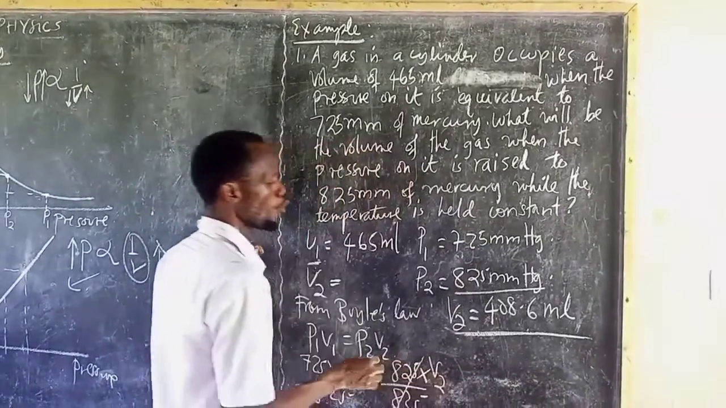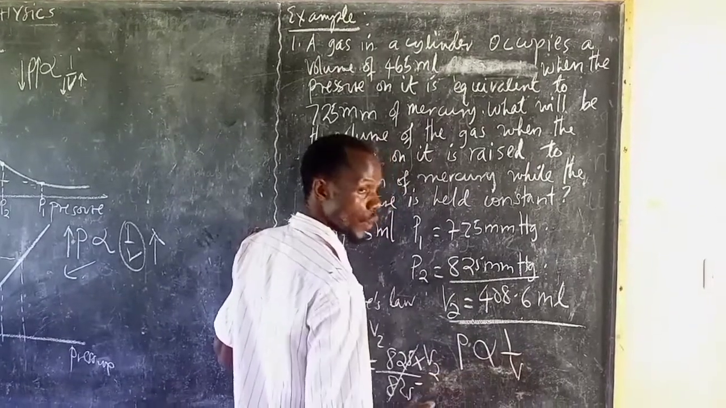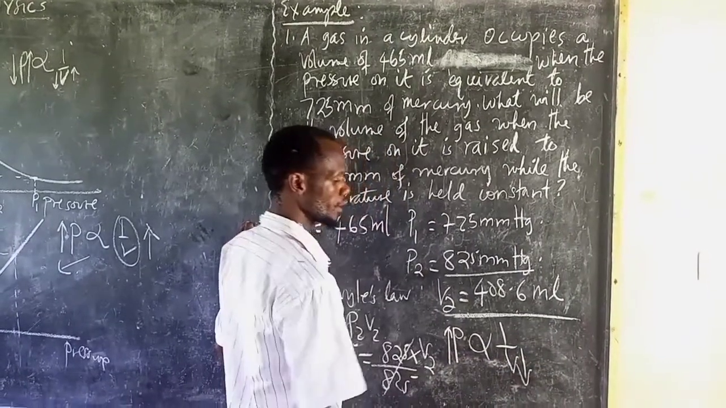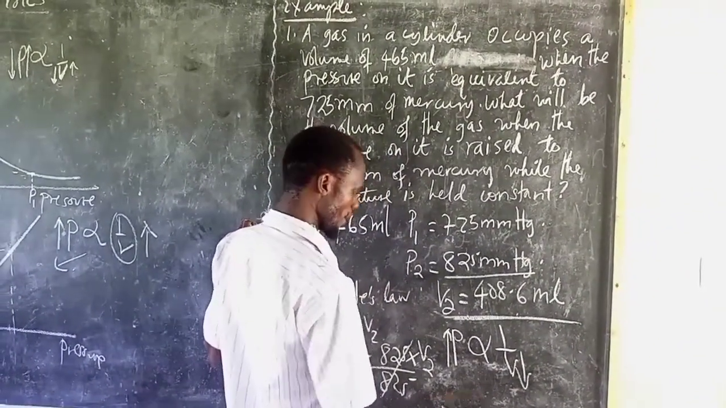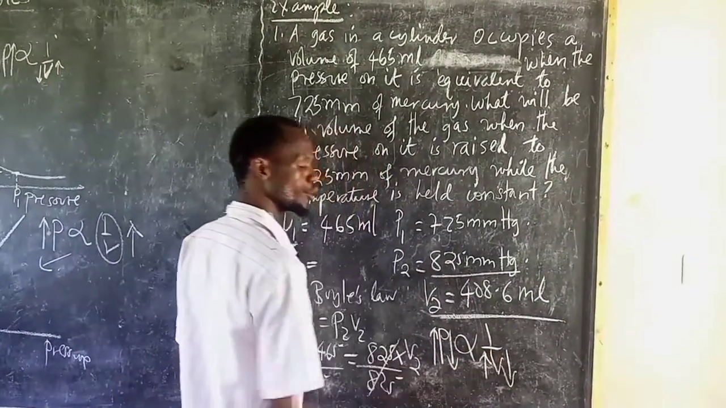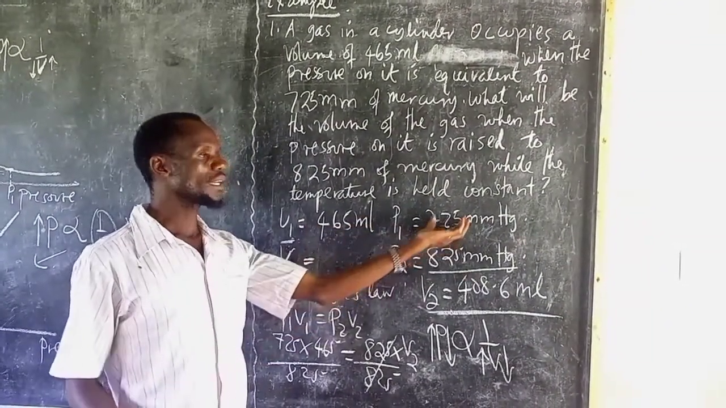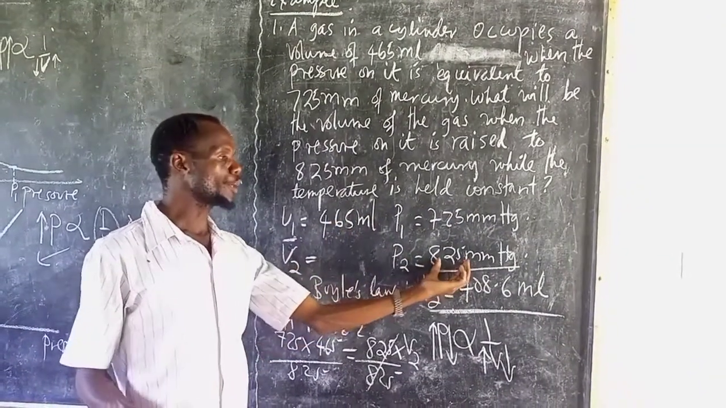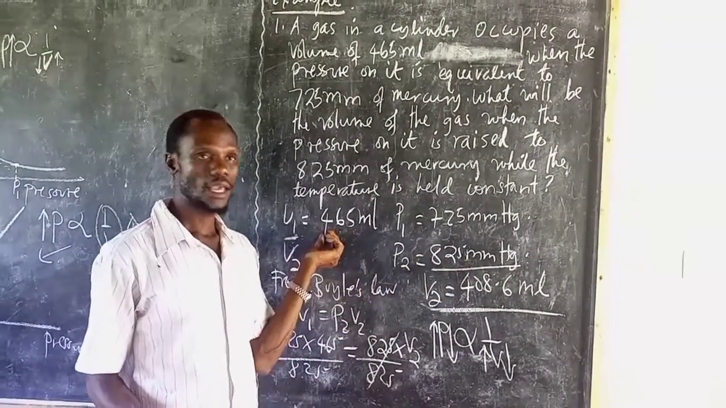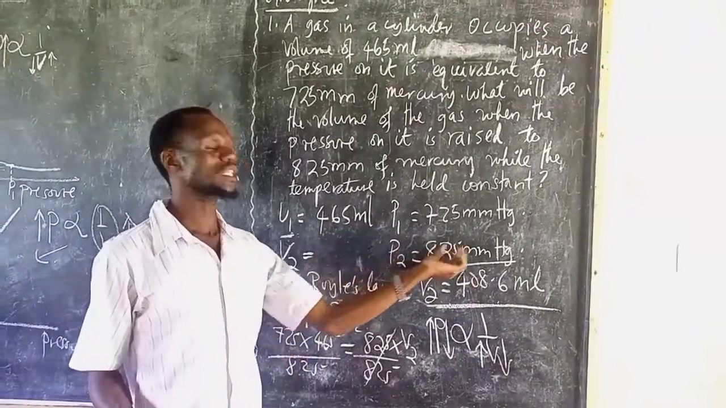We conclude by saying pressure is inversely proportional to volume. When pressure is increased, the result is a decrease in volume. But when the pressure is reduced, the result is an increase in volume. So you may see from the question, you keep on increasing the pressure, we expect the volume to be less than 465. And that is what has been verified here. So this is less than this one because the pressure was increased.